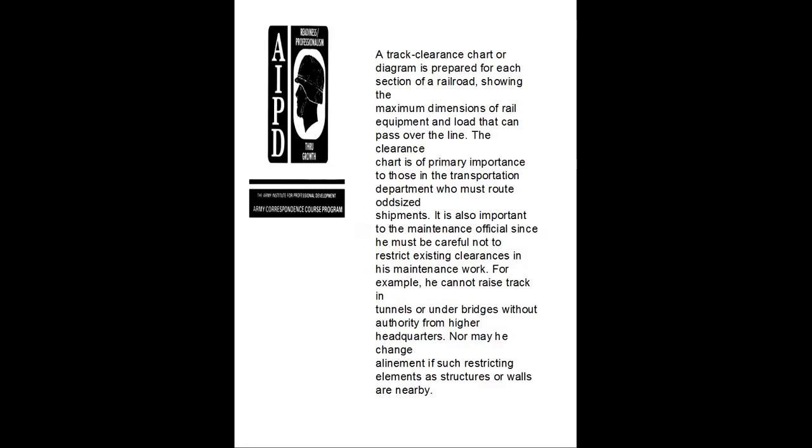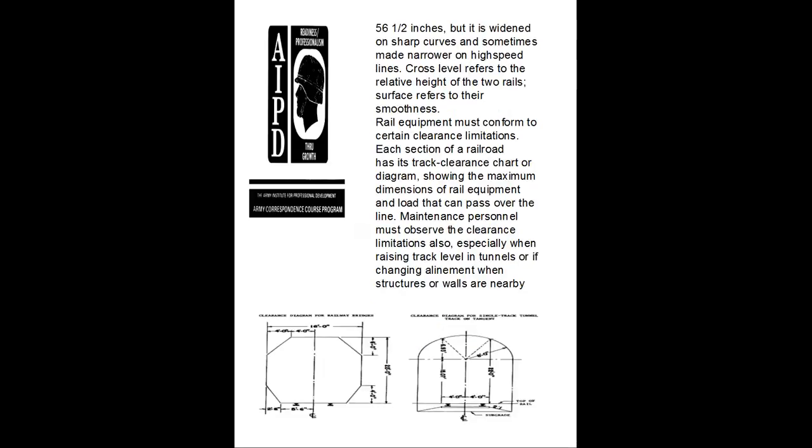A track clearance chart or diagram is prepared for each section of the railroad, showing the maximum dimensions of the rail equipment or load that can be passed over the line. The chart is of primary importance to those of the transportation department who must route odd-sized shipments. It is also important to the maintenance official, since he must be careful not to restrict the existing clearance in the maintenance work. For example, he cannot raise the track in tunnels or under bridges without authority from higher headquarters, nor may he change alignment if restricting elements such as structures or walls are nearby.